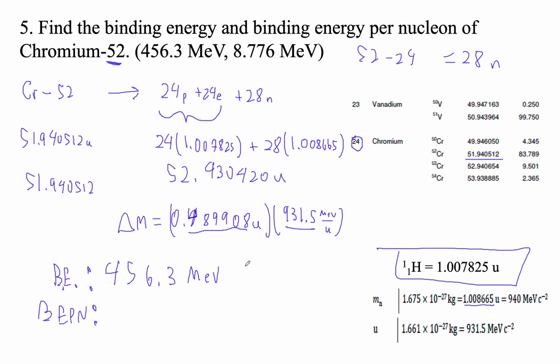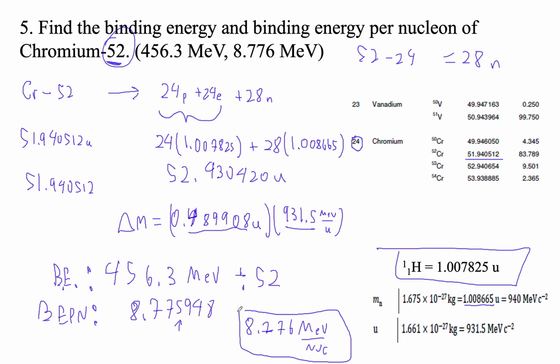All right, so let's divide by 52, that's the number of nucleons. That's what 52 means, is total things, right? So divide by 52, and I've got 8.775948. Now we only have 4 sig figs, so 1, 2, 3, 4. So I'd have to say 8.776. And that's MeV per nucleon. All right.